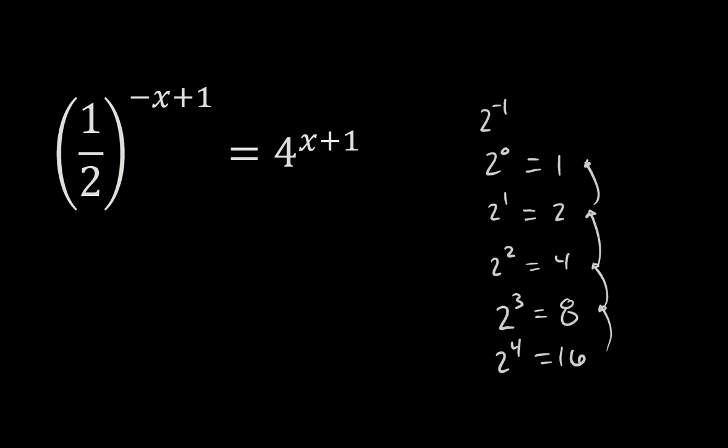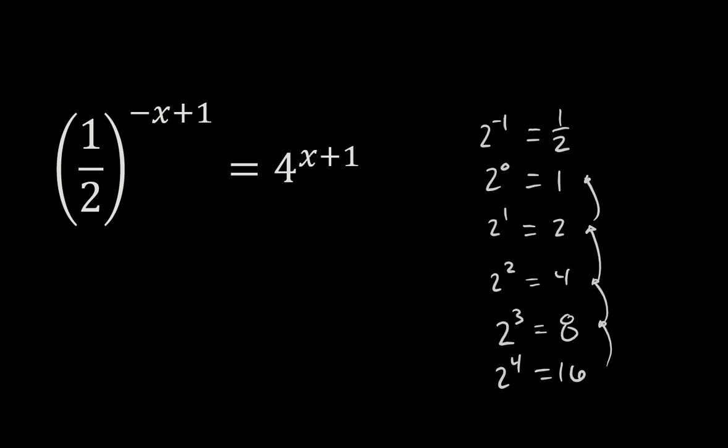2 to the negative 1 becomes 1/2. Well, we knew that, right? We've seen that before. We know how to deal with negative exponents. In fact, 2 to the negative 2 is 1 over 2 squared, and I can write that as 1 over 4.